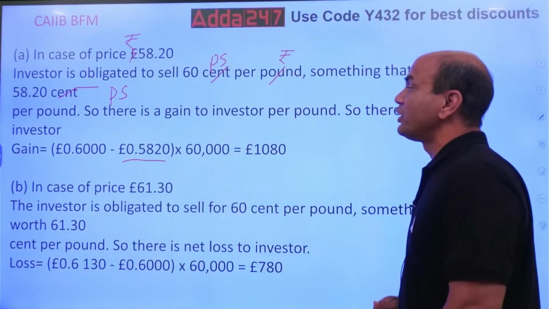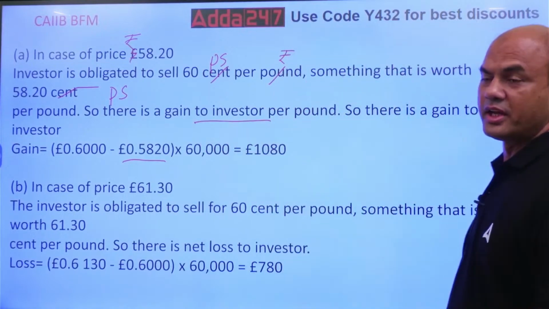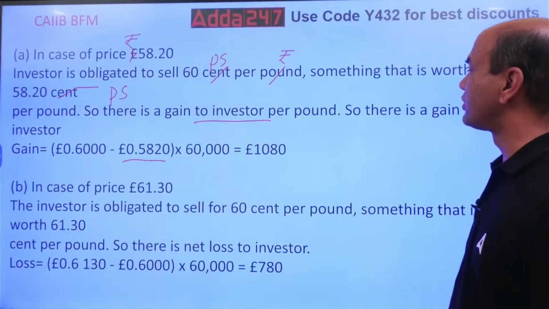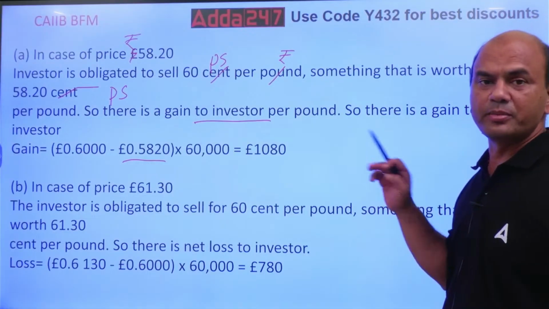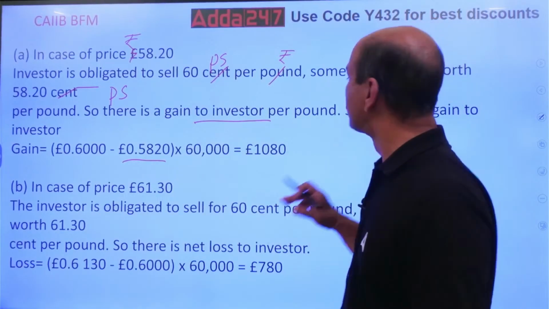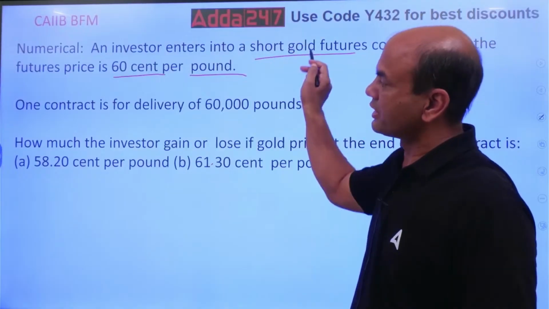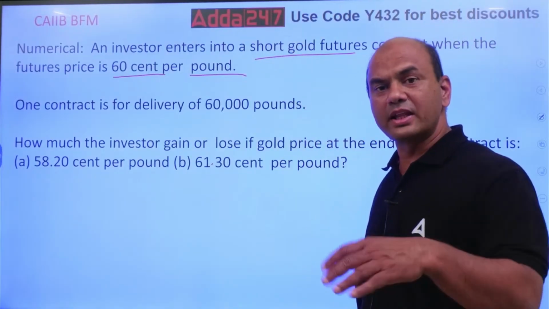So there is a gain to the investor. Investor will gain in this. So if I have entered into this contract, there will be a gain for me. Why? Because I have entered into the contract to short gold futures. Short. Okay. Means I have sold it first, then I will be buying.